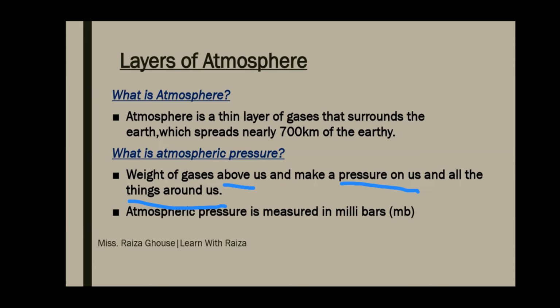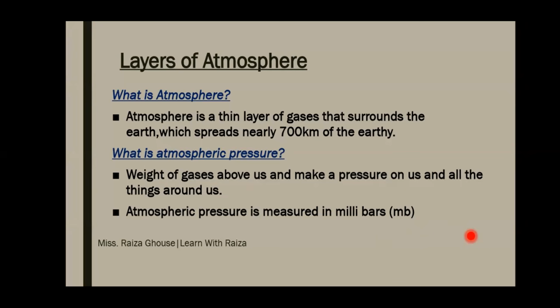This atmospheric pressure is measured in a unit, because everything has a unit to measure. If you have learned the heat lesson, you know degrees Celsius and Fahrenheit. Likewise, in this lesson there is a certain unit that we use to measure atmospheric pressure as well. That unit is called millibars, and I have mentioned the short form, MB. Usually this unit is used to forecast weather conditions. During the weather forecast, they use this unit and the term atmospheric pressure.